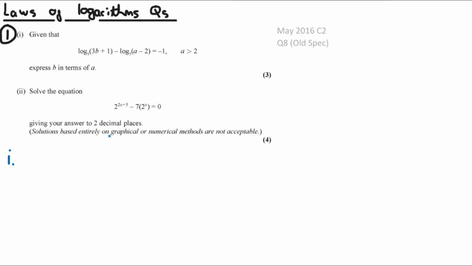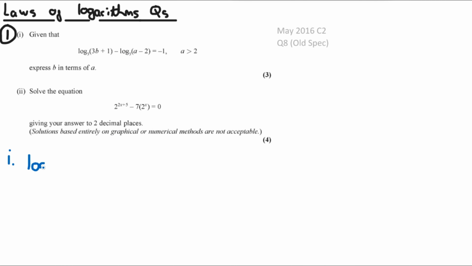So for question 1 part I, it wants us to express b in terms of a. So we need to make b the subject basically, and then a will be the terms on the other side of the equation. The first thing we should probably do is combine these two logs, so that we can make 3 the base on both sides from there.